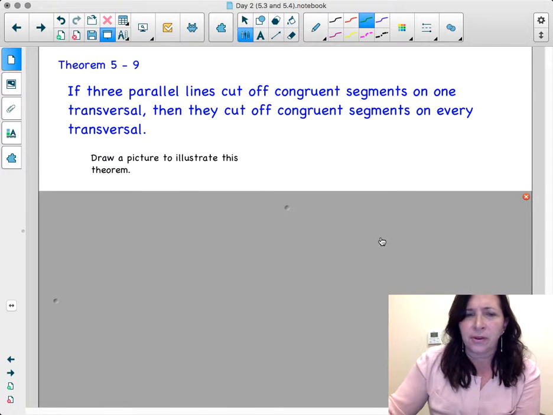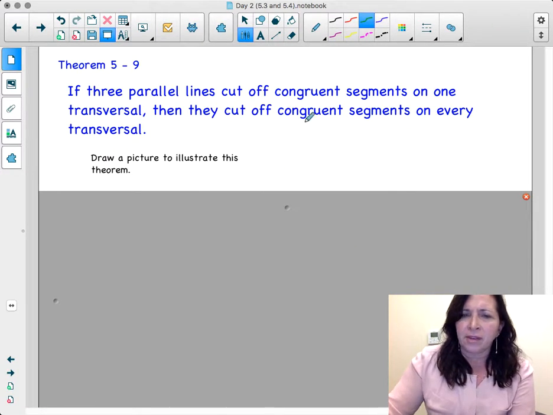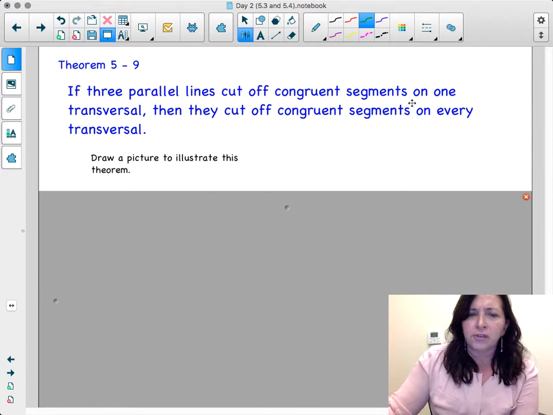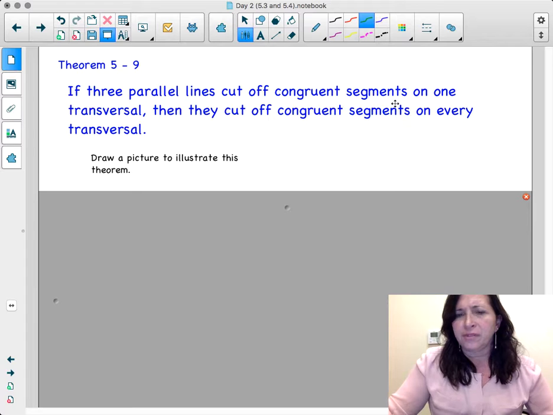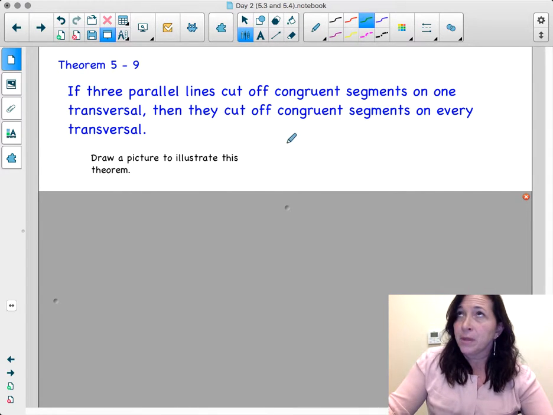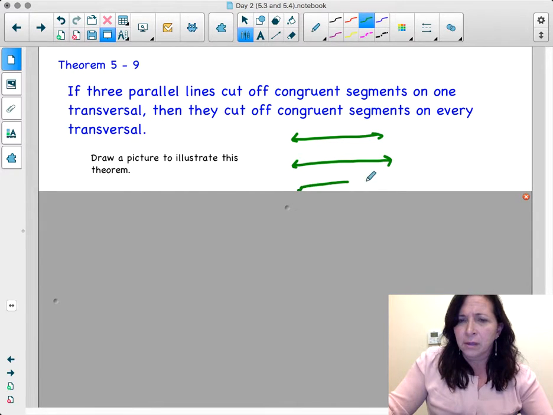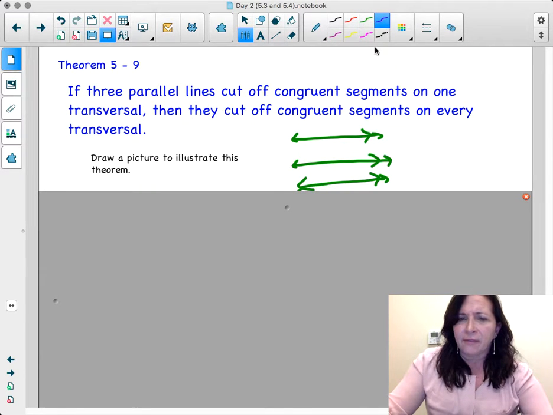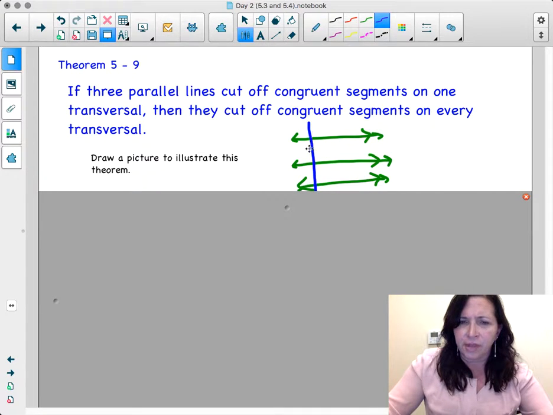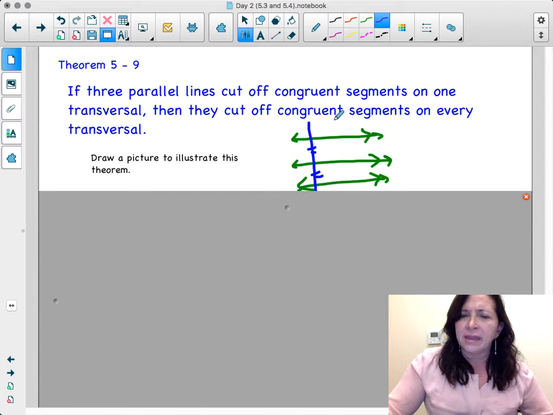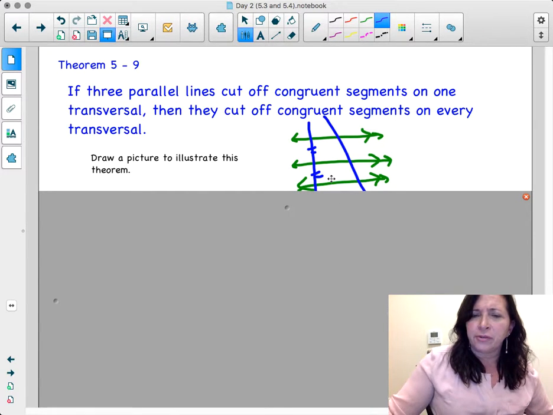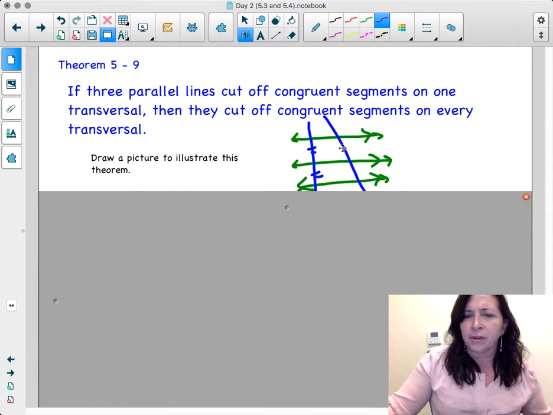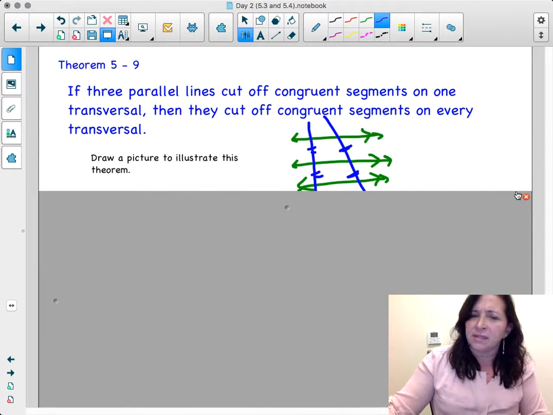Next, another theorem states that if three parallel lines cut off congruent segments on one transversal, then they cut off congruent segments on every transversal. So basically, they're saying, here's a parallel, parallel, parallel. These are all parallel. I'm going to put my little parallel signs in there. If I have three parallel lines cut off congruent segments on one transversal, so what they're saying is that's congruent to that. If that's the case, and let's say I draw another transversal, then they cut off congruent segments. That segment is congruent to that segment.